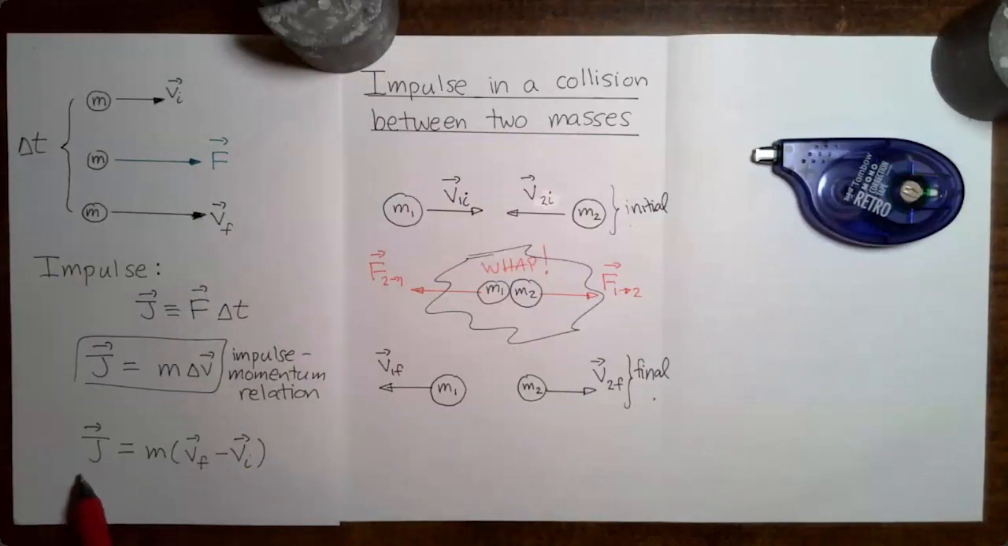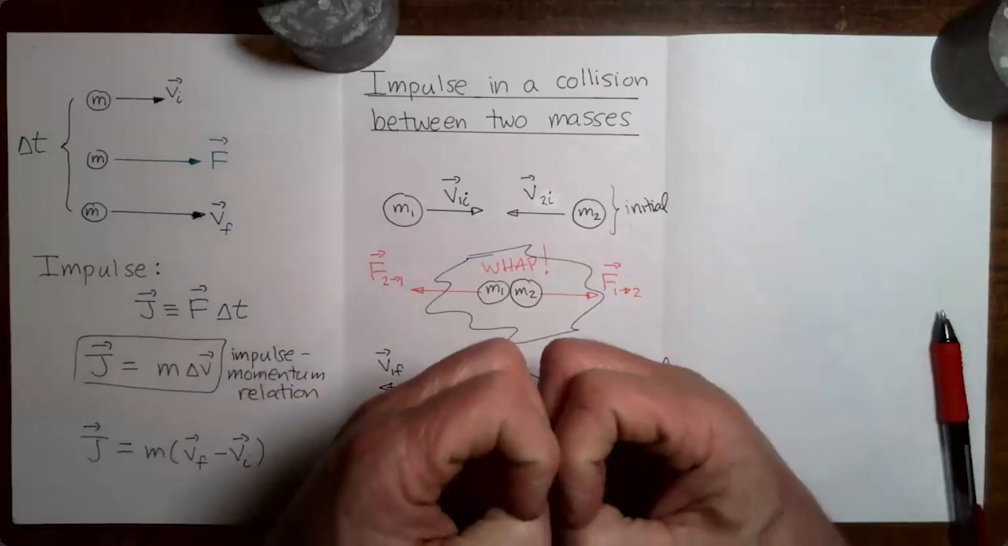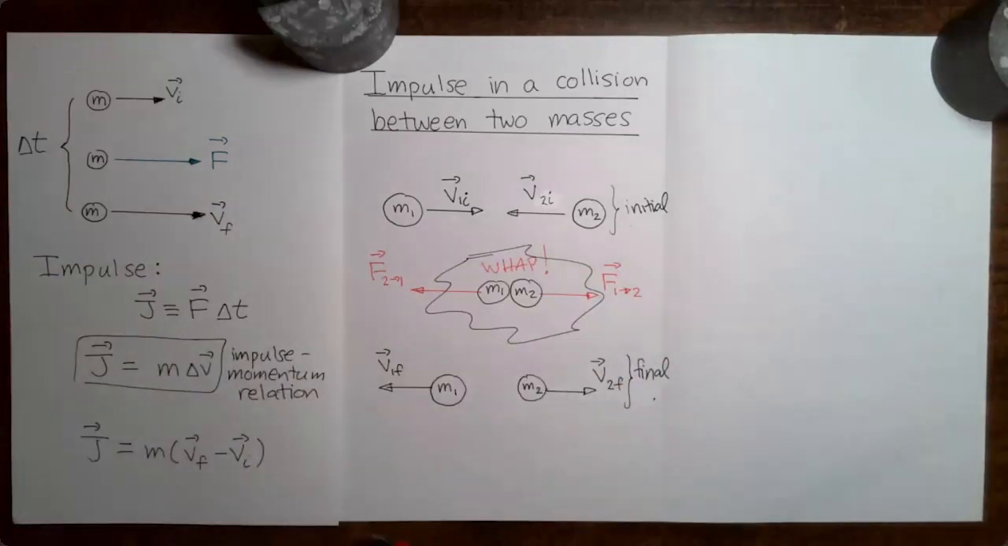Another way of expressing that is to say that the impulse delivered to the mass is equal to the mass itself multiplied by the difference of final velocity minus initial velocity. In this video, we're going to apply the idea of impulse to a situation in which two masses collide with each other. So let's look at the initial situation.